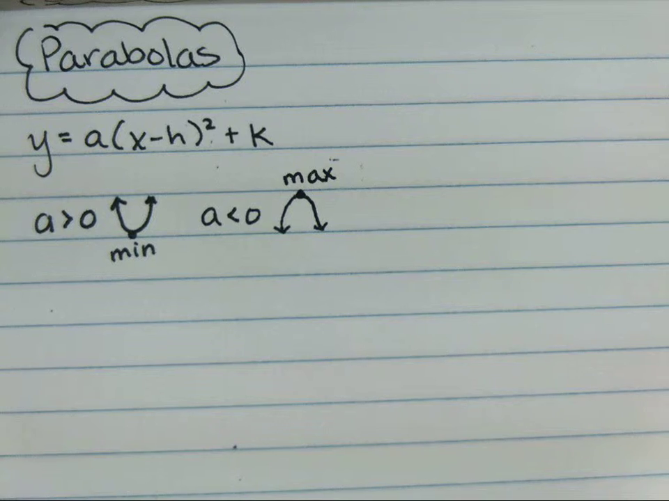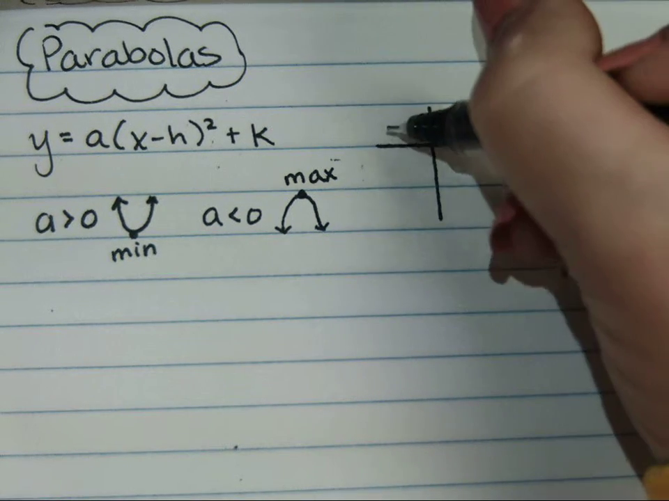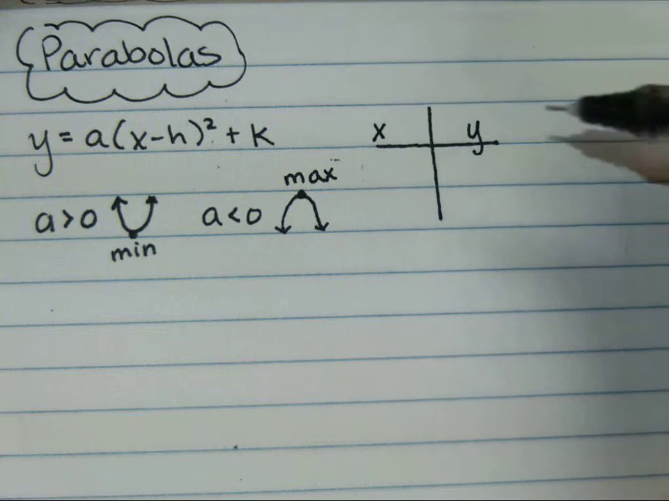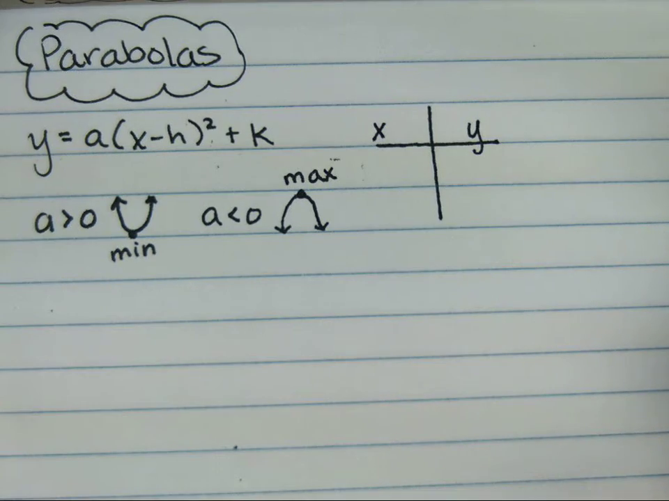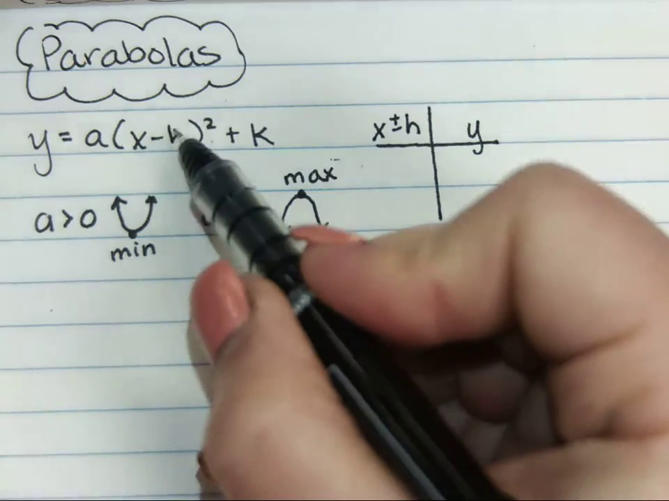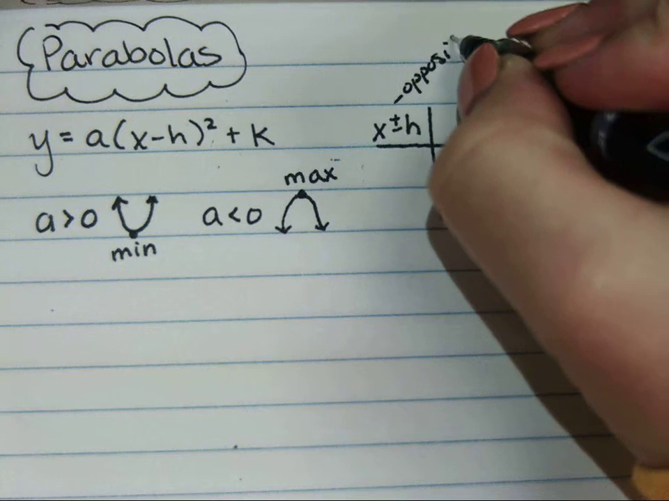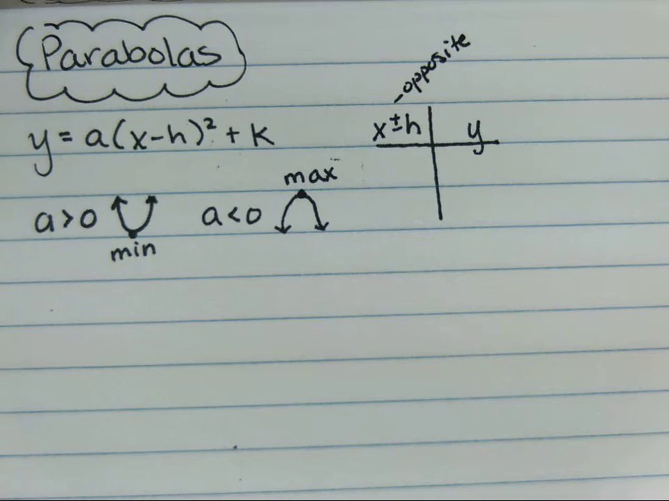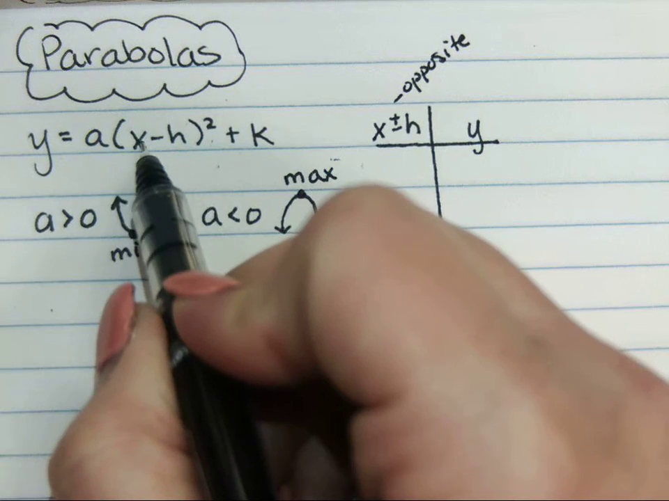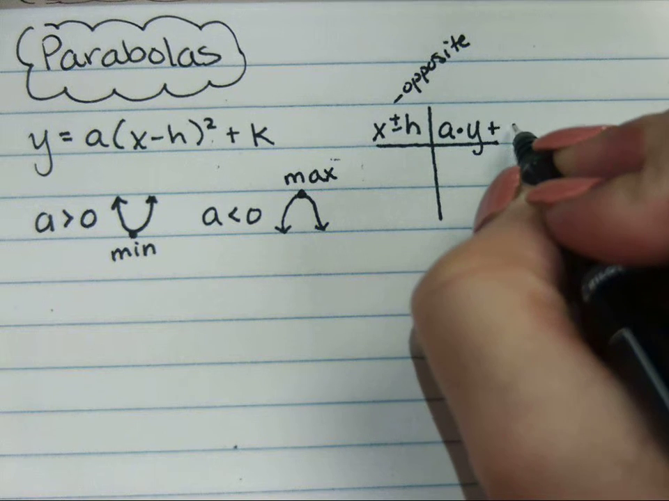Other little things to remember: when you're making an in-out table, and you've got your x's and your y's, your h value is the only thing that affects the horizontal shift. So you're going to be either adding or subtracting that h value based off of the sign on the inside. So it's always the opposite of what you see. And then everything else affects the y, because by order of operations you would do this work before you multiply, so then you would multiply by your a value and then add your k.